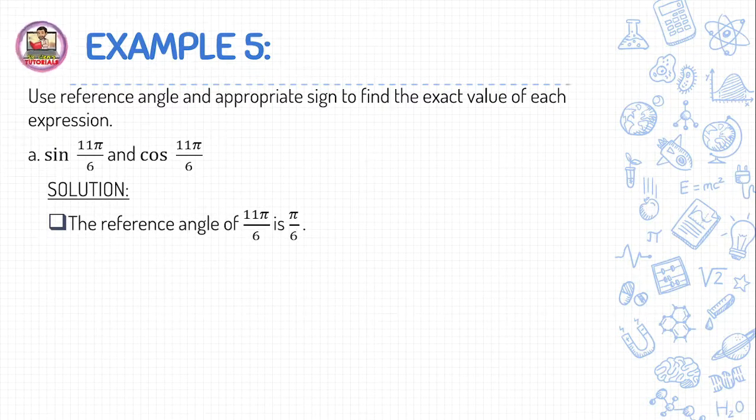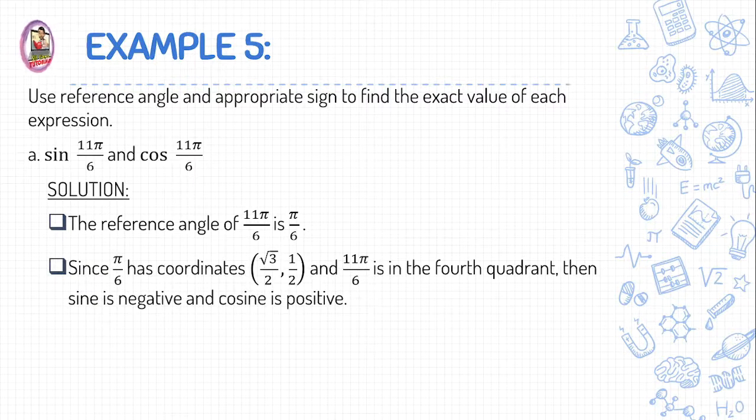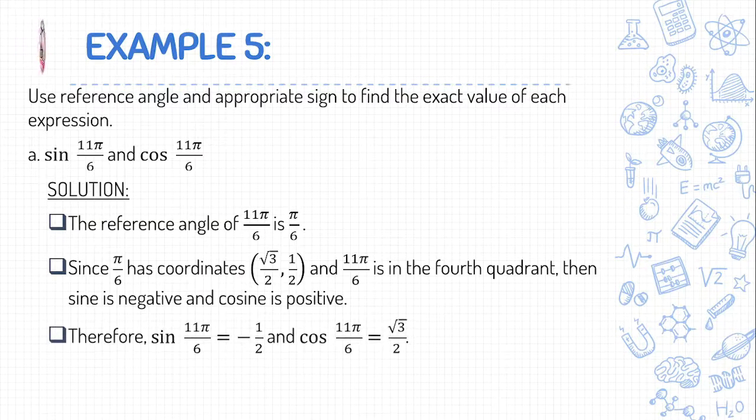The reference angle of 11 pi all over 6 is pi all over 6. Since pi all over 6 or 30 degrees has coordinates square root of 3 all over 2 and 1/2, and 11 pi all over 6 is in the fourth quadrant, then sine is negative and cosine is positive. Therefore, sine 11 pi all over 6 is equal to negative 1/2, and cosine 11 pi all over 6 is square root of 3 all over 2.